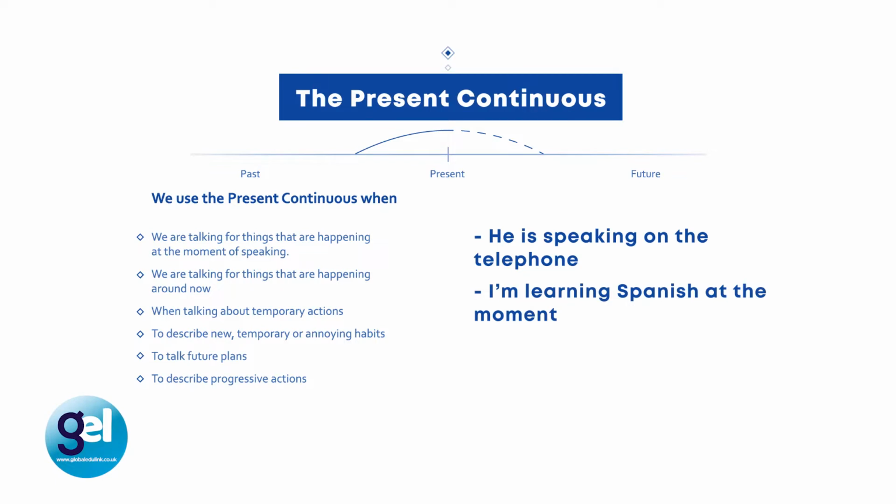We can also use it for future plans. I'm having a party on Sunday. This is definitely one to look out for. I am having a party on Sunday is the present continuous tense, but it's referring to a future time. Many students will find this quite tricky.